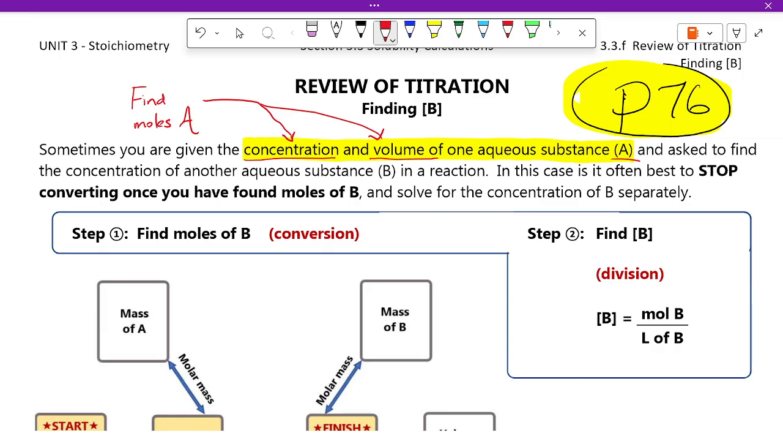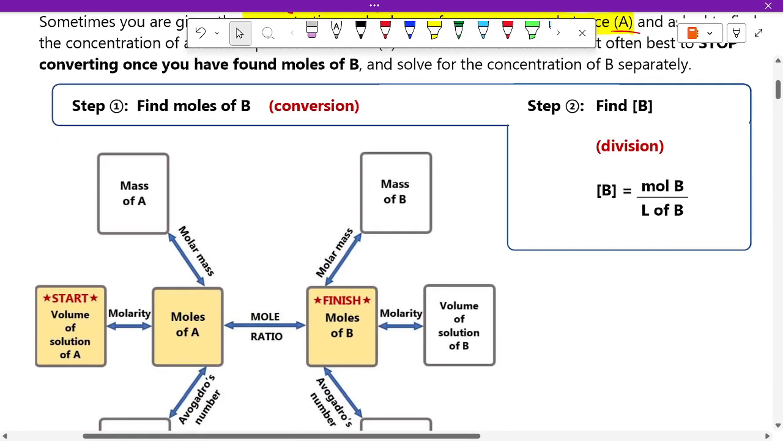Titration is just applied stoichiometry. Okay? You will usually be asked to find the concentration of a second substance, B, that reacted with A. So what you're going to think is, if I found moles of A and the two of them react, I can use my mole ratio to find moles of B. Yes?